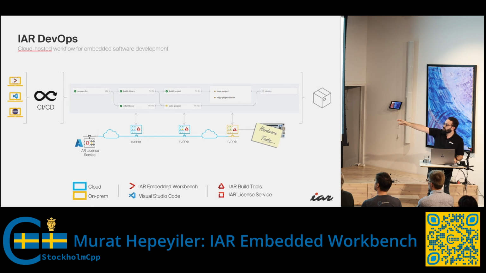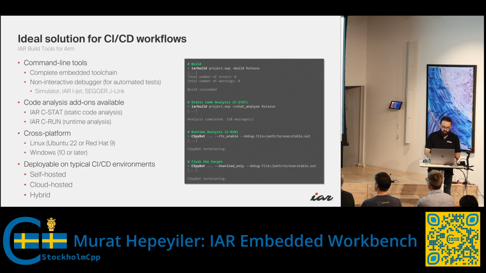The first two runners are cloud-hosted, where you take a build or where you run the C-STAT. I will come back to C-STAT later. And the last runner is the self-hosted one, which means that it runs on the target. So you can run your tests on the targets. It's an ideal solution for CI/CD.